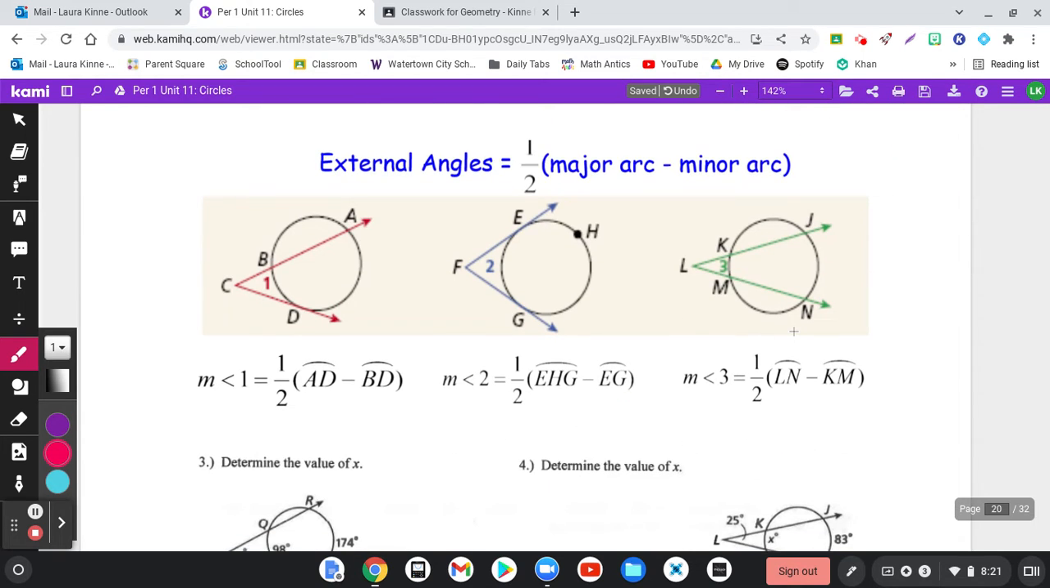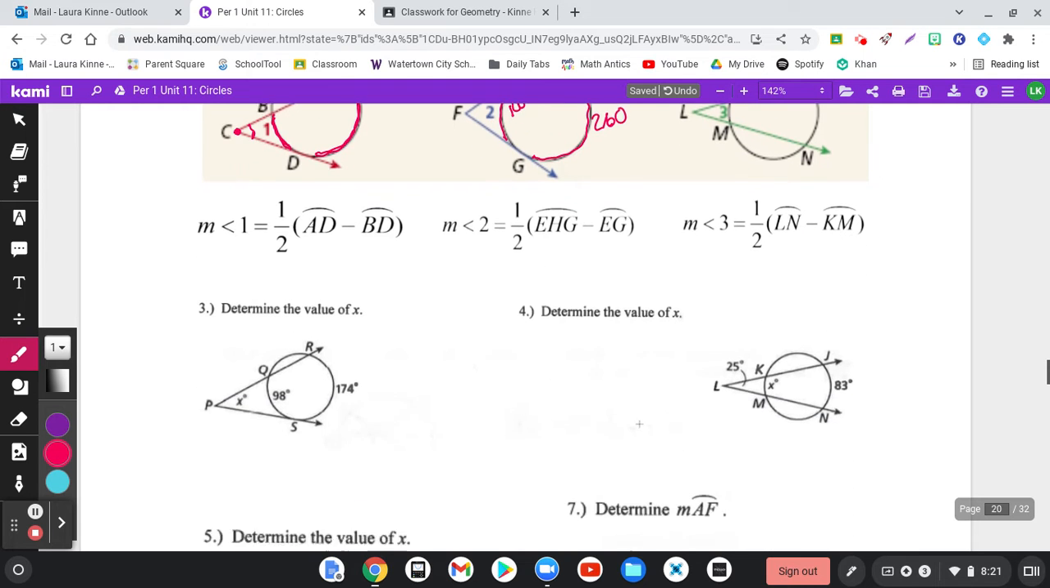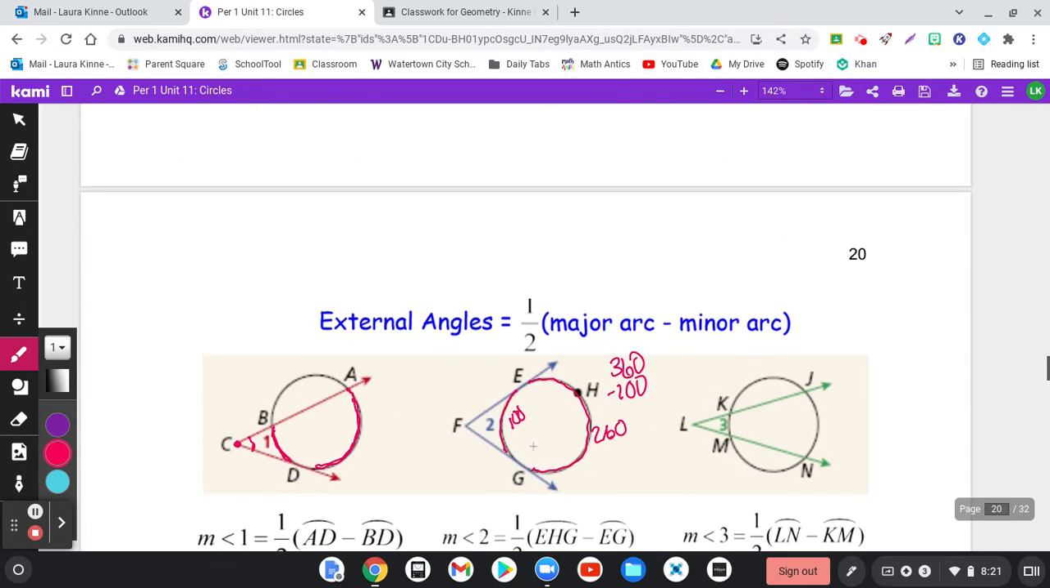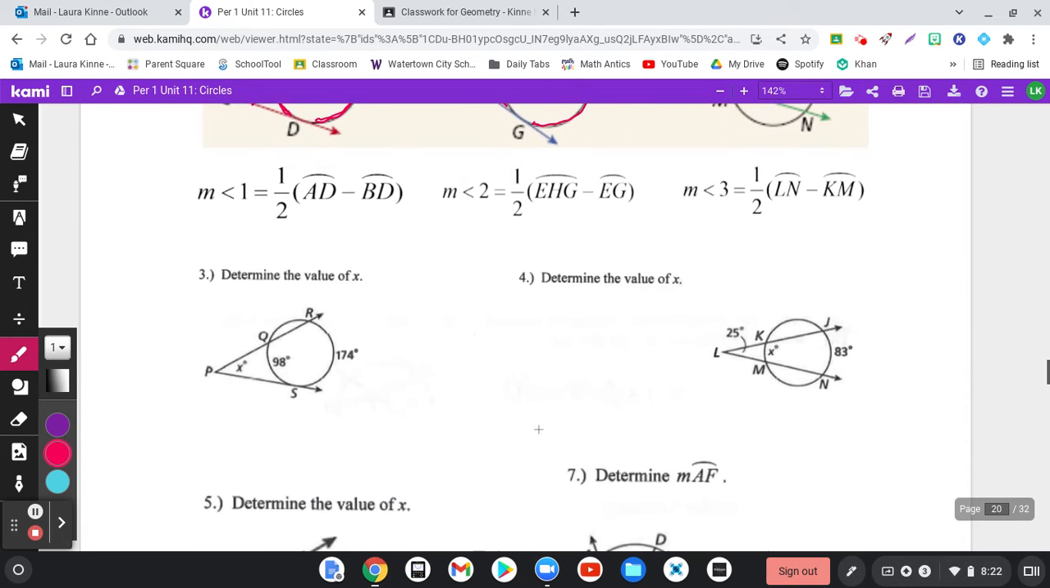Okay, the last rule that we're going to talk about is external angles. All right, so if an angle's outside, it's equal to taking half of the difference of those two arcs. So let's say if this is 100, this would have to be 360 minus 100, right? So that would be 260. So you do half of 260 minus 100. Half of this minus this. Okay? So if it's inside, you're going to take the average, so you'll do half of the sum. If it's outside, do half of the difference.